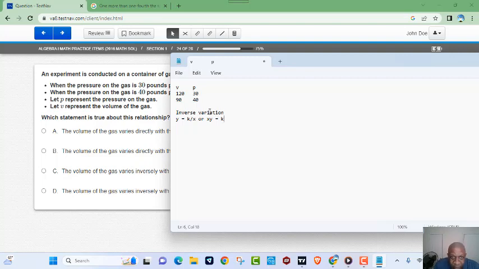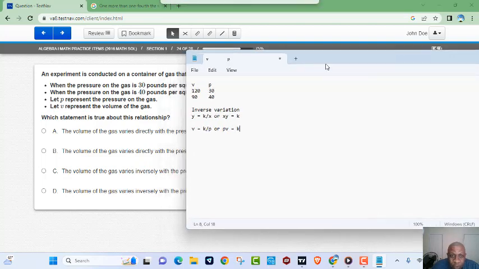Now, in this particular scenario, since we have V and P, the volume equals k over pressure, or the pressure times the volume equals k. So I just related the inverse variation formula to the pressure and volume which we have here. Now let's take a look at our answer choices and let's see if that helps us to answer this question.